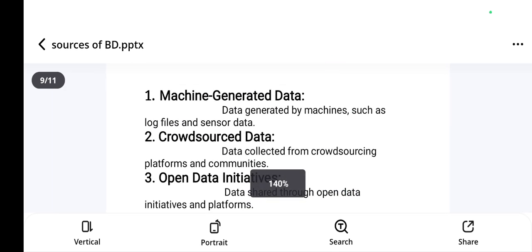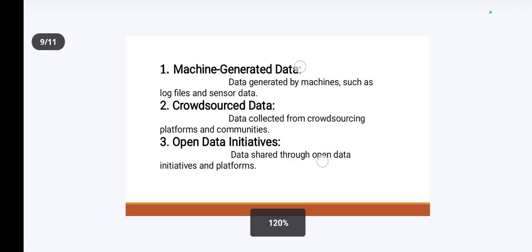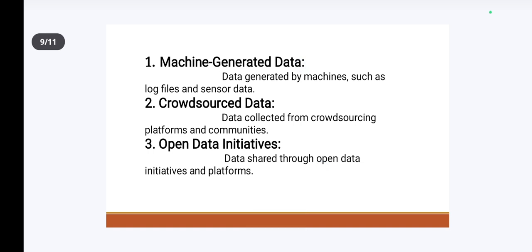Machine generated data is data generated by machines such as log files and sensor data. Crowdsourced data is data collected from crowdsourcing platforms and communities, and then open data initiatives, data shared through open data initiatives and platforms.